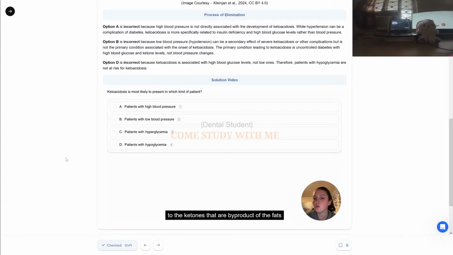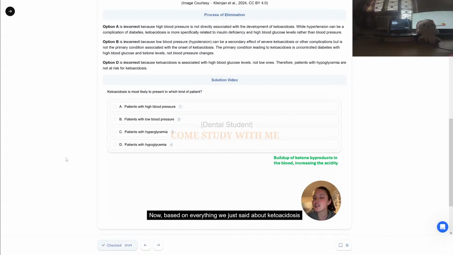Keto referring to the ketones that are a byproduct of the fats, and acidosis referring to the acidic level of the blood that results. This is a condition that often comes on very suddenly, even within 24 hours. Symptoms of ketoacidosis include being very thirsty, increased urination, nausea or feeling the need to vomit, confusion, fruity smelling breath, fatigue, and stomach pain. The good thing about ketoacidosis is that it can usually be prevented by ensuring that a patient's insulin levels are well controlled.